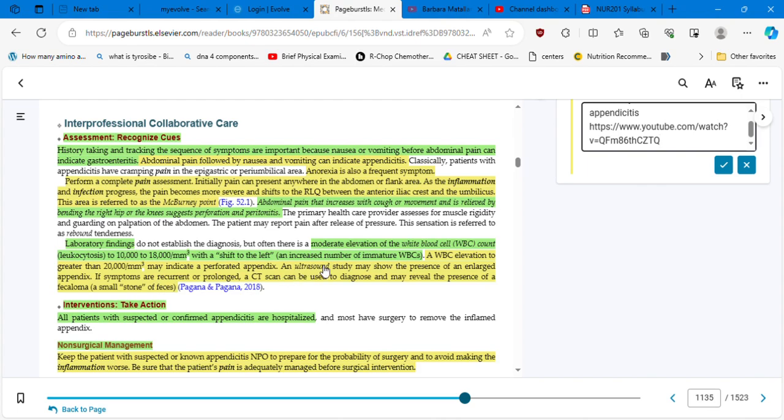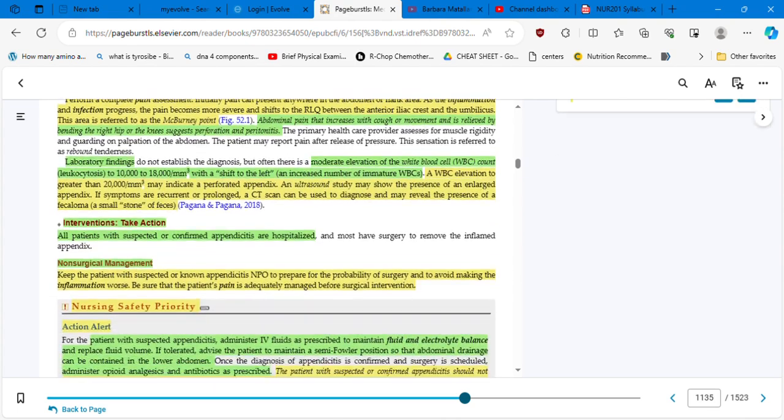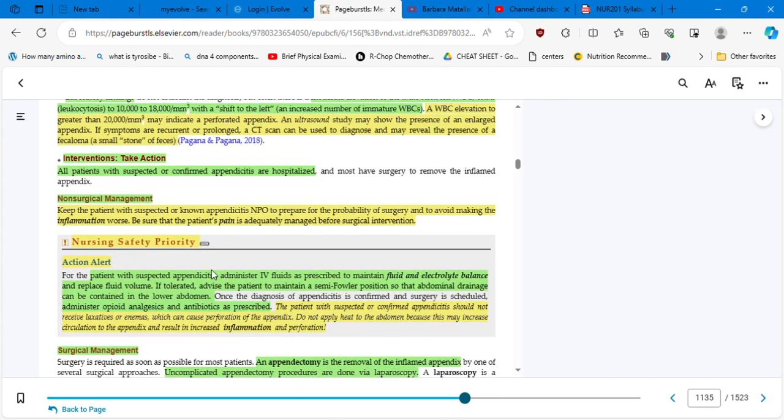An ultrasound study may show the presence of an enlarged appendix. If symptoms are recurrent or prolonged, a CT scan may be used to diagnose and may reveal the presence of a fecaloma, a small stone of feces. What interventions are we going to do? All patients with suspected or confirmed appendicitis are hospitalized.